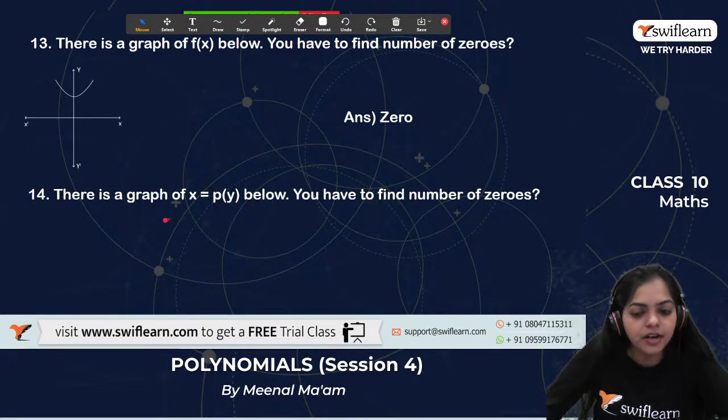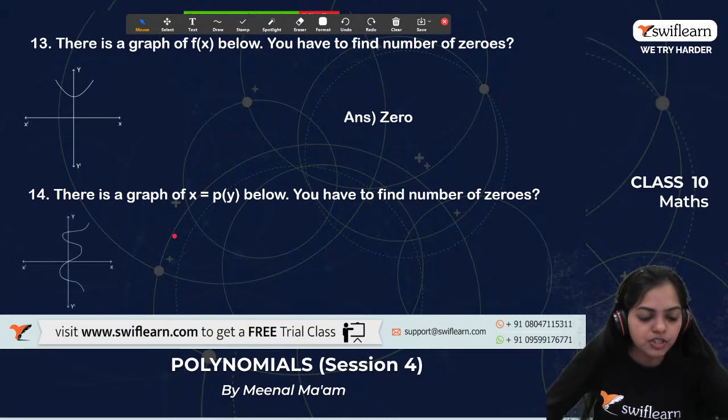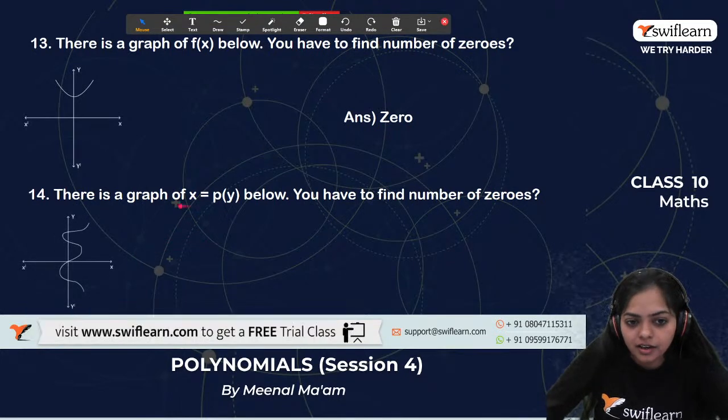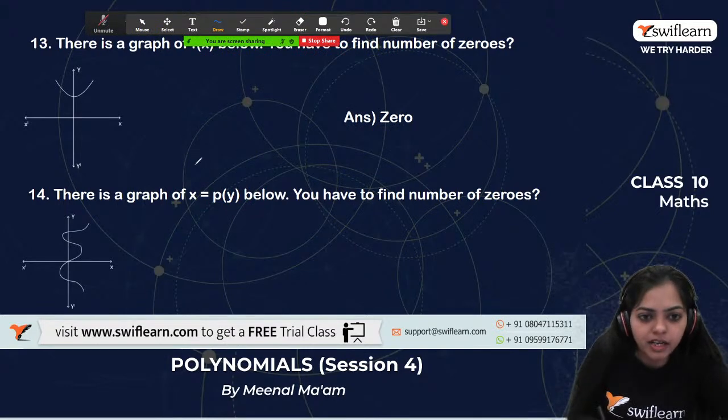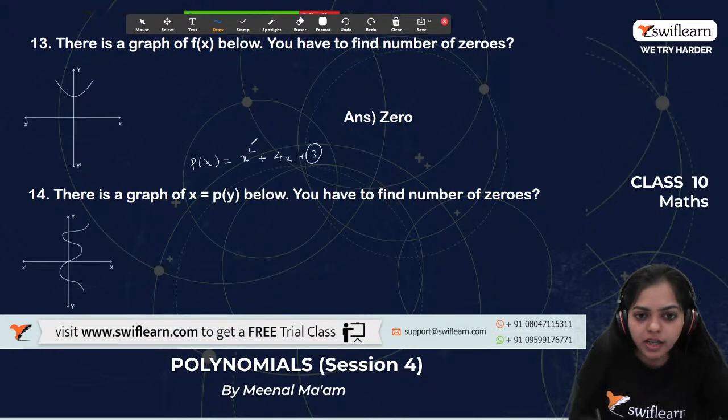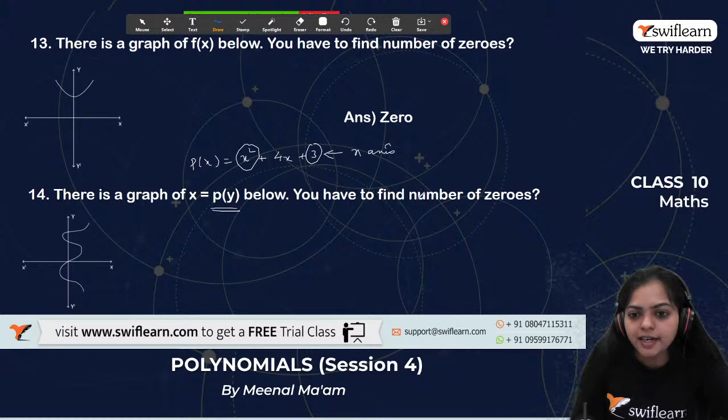Again there is a graph and you have to find the number of zeros. Alright. So, the number of zeros in this. Again, see here, x equals to pi. Here the graph is in terms of y. Every time we see a polynomial, it will be in terms of x, like x square minus 4x plus 3. It is in terms of what? x. That's why we check the x-axis. Now here the graph is in terms of y, so we will check the y-axis.